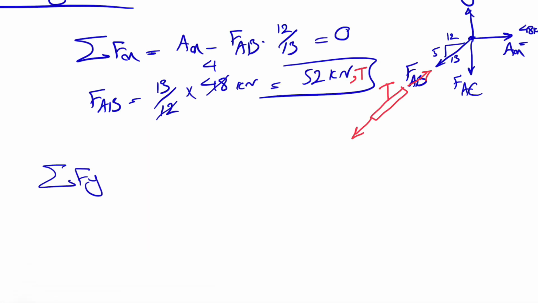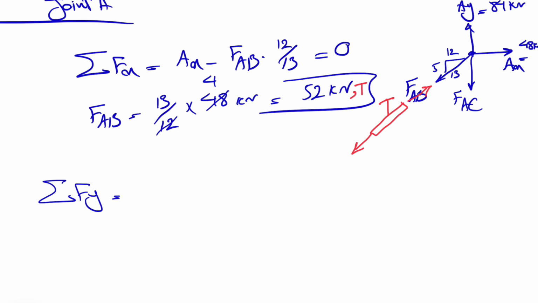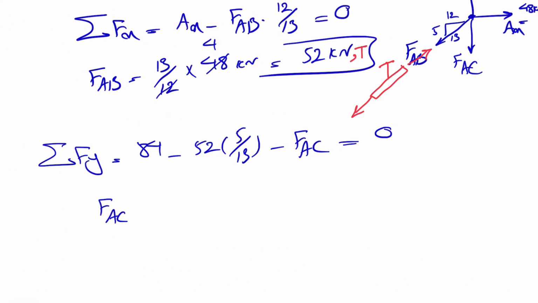And we can do the sum of all forces in y direction. And for y, we have AY, which is 84 minus FAB, which is 52 times, this time we'll have the vertical component, which will be 5 over 13 minus FAC is equal to 0. So here FAC will be basically equal to 84 minus, you can cancel these two, 4 times 5, 20. And this is going to give us 64 kilonewton. And again, no negative sign for FAC. That shows that FAC was actually in the correct direction.